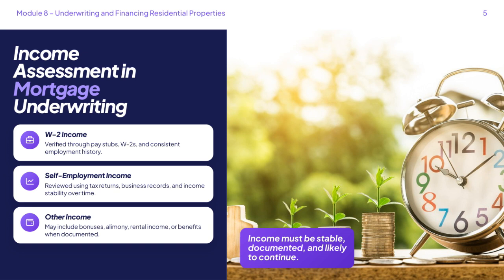Lastly, we consider other sources of income that might include things like bonuses, alimony, rental income, or benefits, provided these are properly documented. The overall principle is that all income must be stable, well documented, and likely to continue in the foreseeable future. This careful income assessment is critical to accurately determining the borrower's ability to repay the loan.